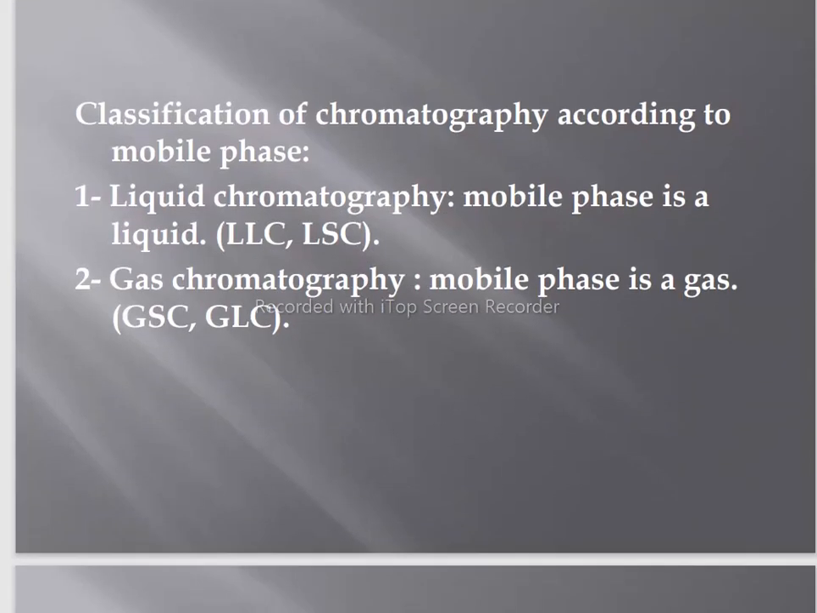Classification of chromatography according to the mobile phase. As per the mobile phase, it is classified into two types. One is liquid chromatography, where the mobile phase is liquid, and the second is gas chromatography, where the mobile phase is gas. For liquid chromatography, you can take the example of HPLC, and where gas is used, you can take the example of the technique GC, gas chromatography.